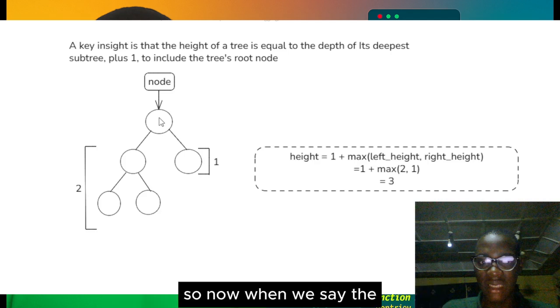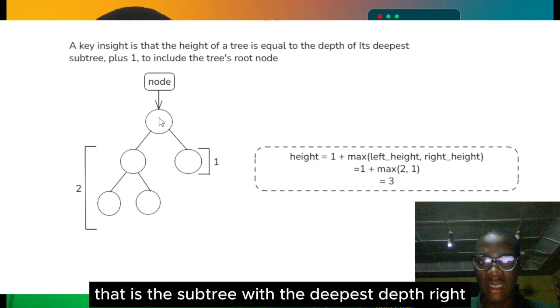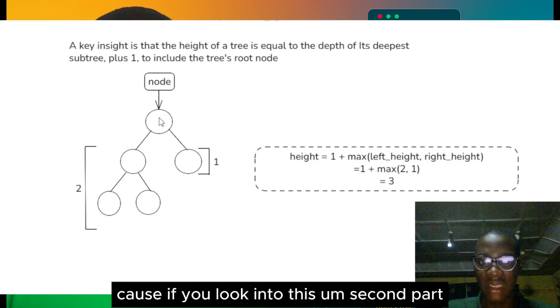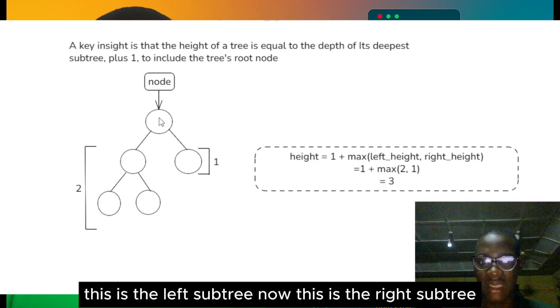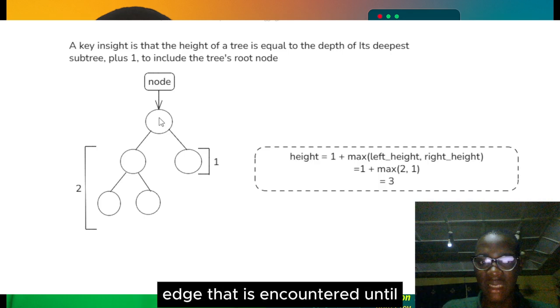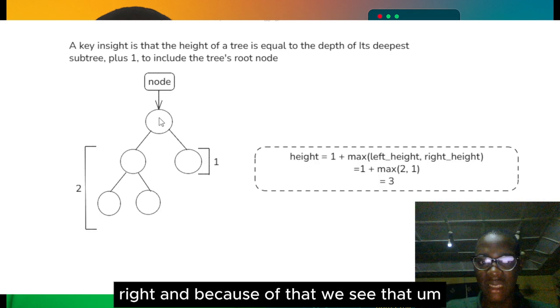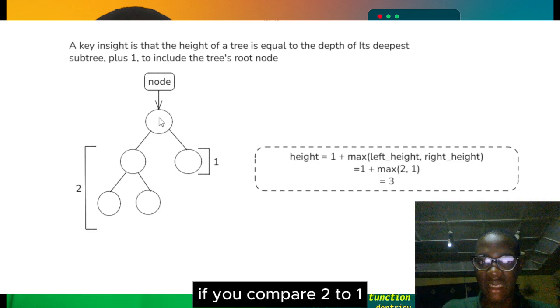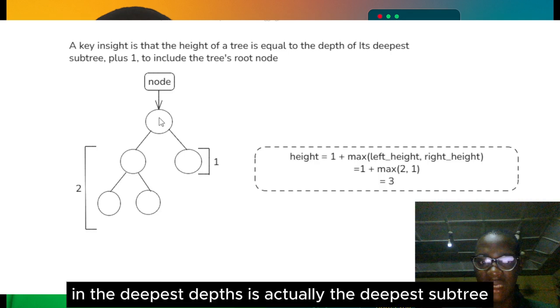Now when we say we want to calculate the height of a tree, it's going to refer to the deepest subtree, that is the subtree with the deepest depth. This is the left subtree, and this is the right subtree. You will see that the depth of the right subtree is 1 because there's just one edge encountered until we get to the last node in the right subtree. If we compare 2 to 1, we can confirm that the left subtree actually has the deepest depth. So it's the deepest subtree.